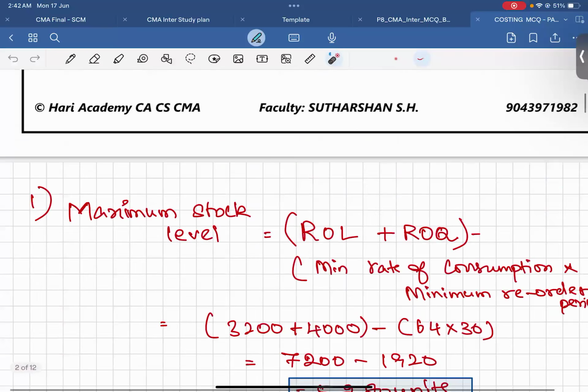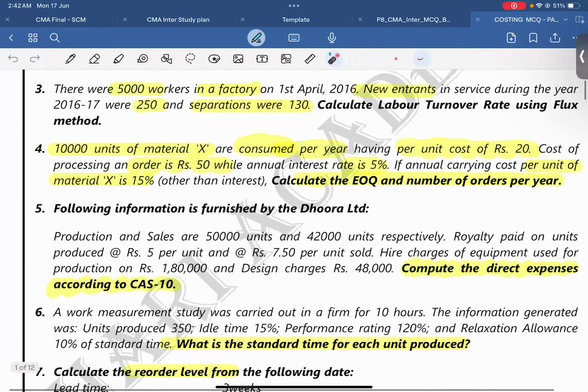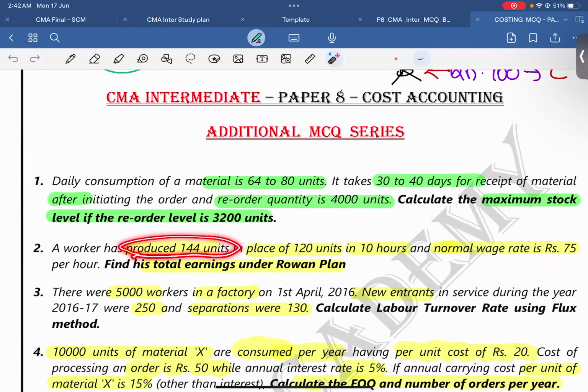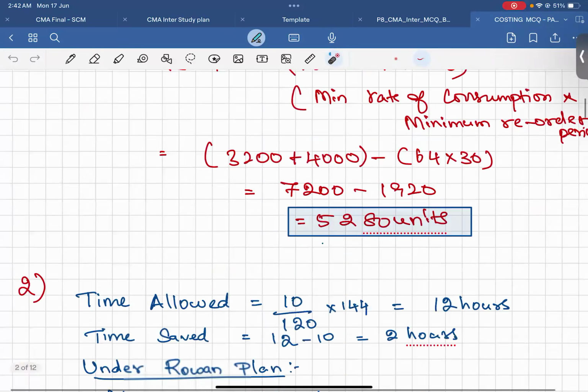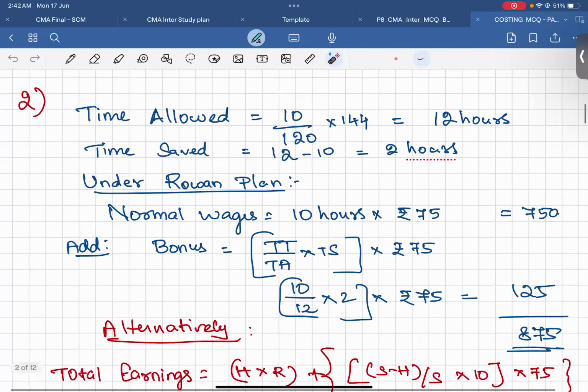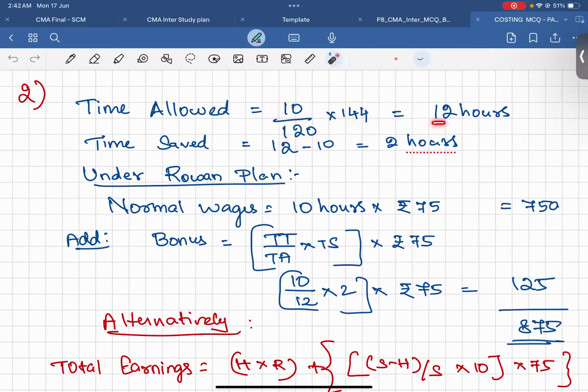Here the key point is a worker has produced 144 units in place of 120. The set target was 120 in 10 hours, but he has produced 144 units. What you need to do? What is the time allowed for 144 units if I produce? Then it will be 10 hours for 120 products, means for 144 units, how many hours? It is 12 hours. On the 12 hours, I am time allowed is 10. So it is 2 hours is time saved.